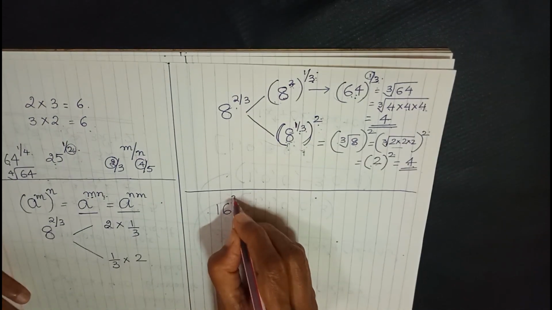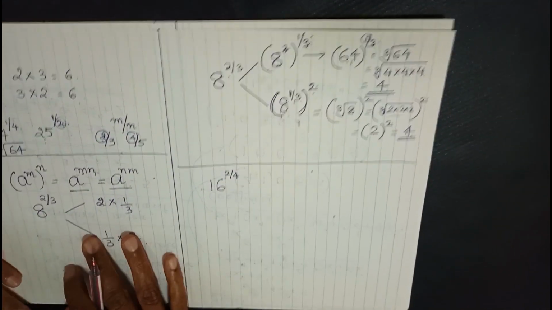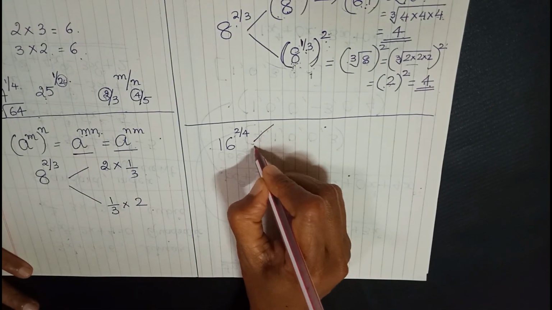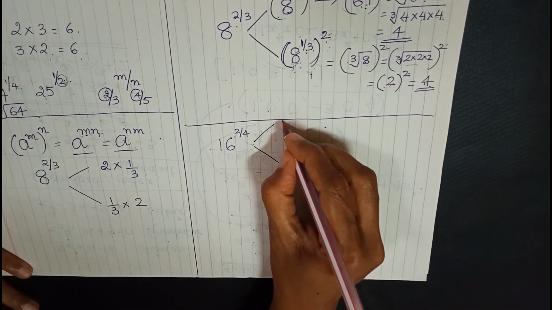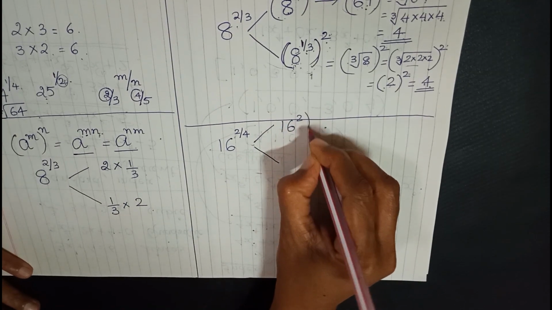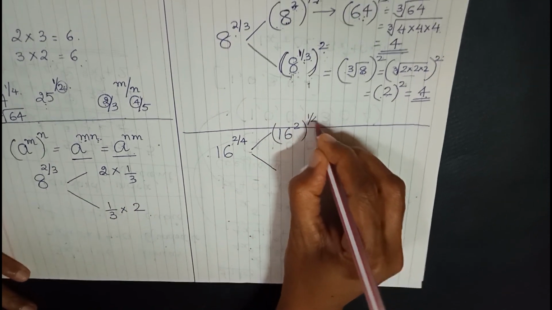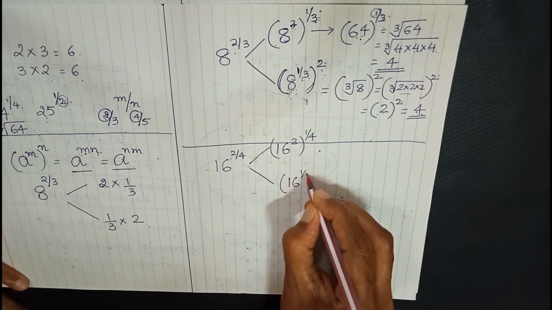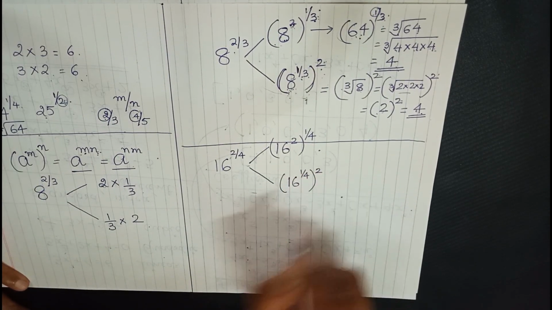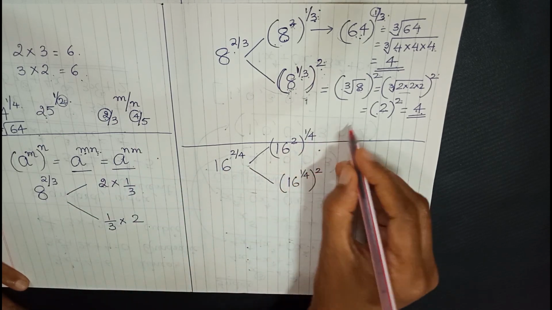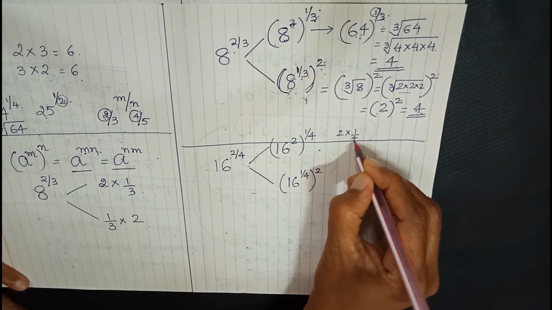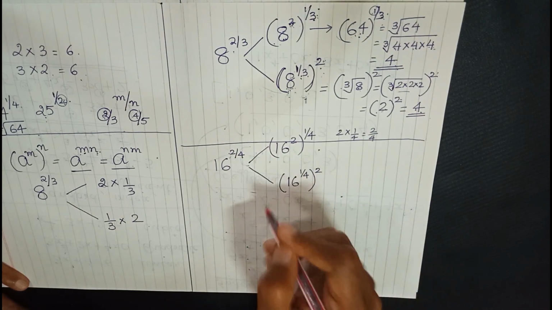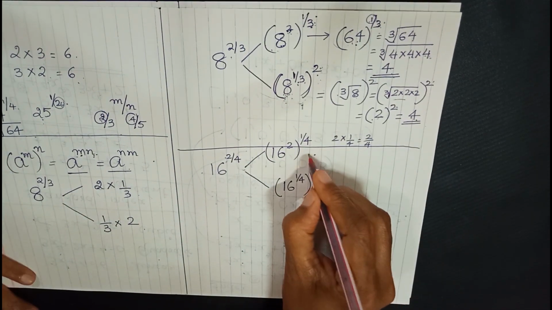16 raised to 2 upon 4. Now you can see 16 2 upon 4. This also I can write in two different forms now. 16 2 I can keep inside, 1 upon 4 I can take outside. Or I keep 1 upon 4 inside and 2 outside. So you can see 2 into 1 upon 4 is again 2 upon 4. So let's solve this also and see.